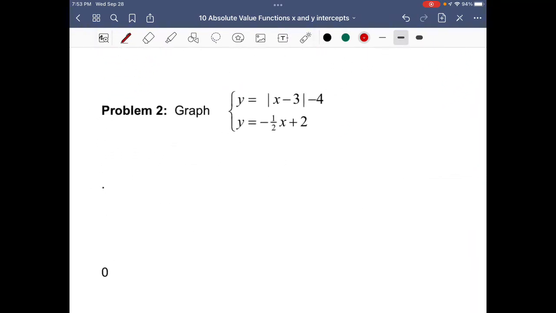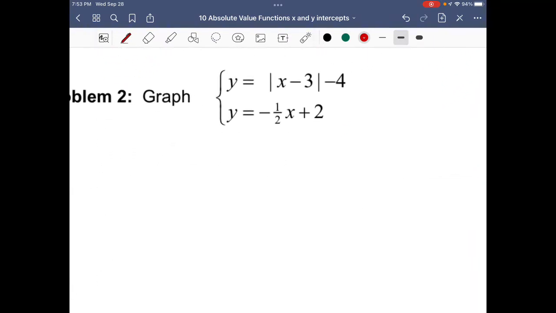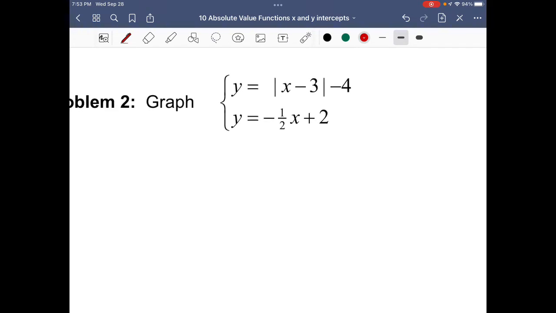Let's jazz things up a little bit here. How about a system of equations? Now be careful, this is a little different than yesterday. I don't have greater than and less than signs, so I'm not going to be shading, but I'm still going to be trying to figure out the graph of each of these. So, ready? Let's do the graph. Let's do the big one here, the absolute value graph.